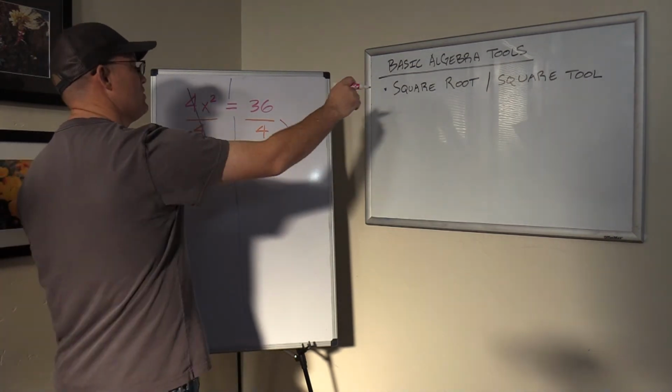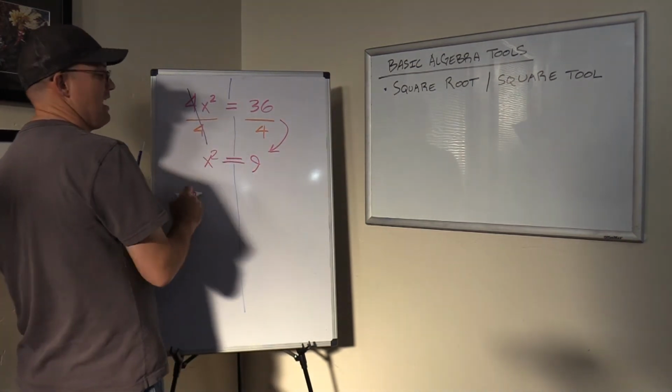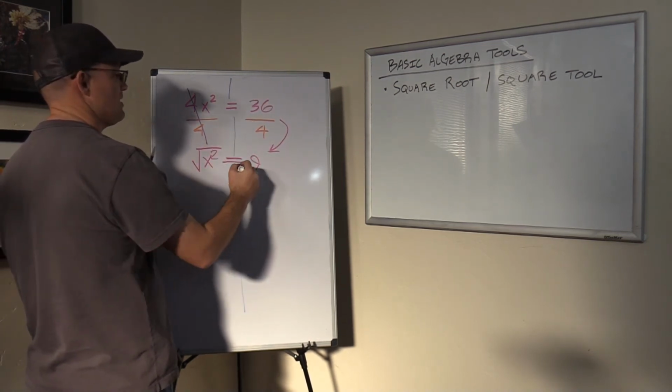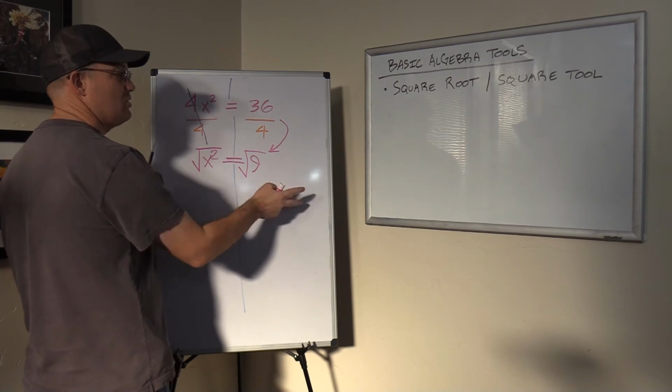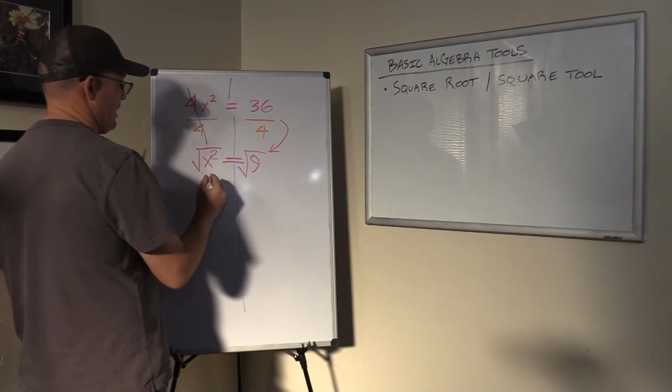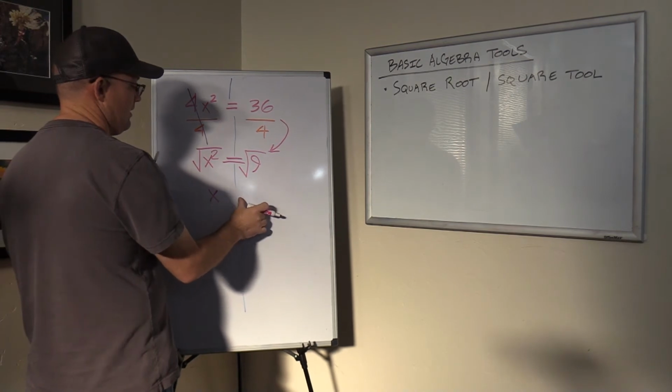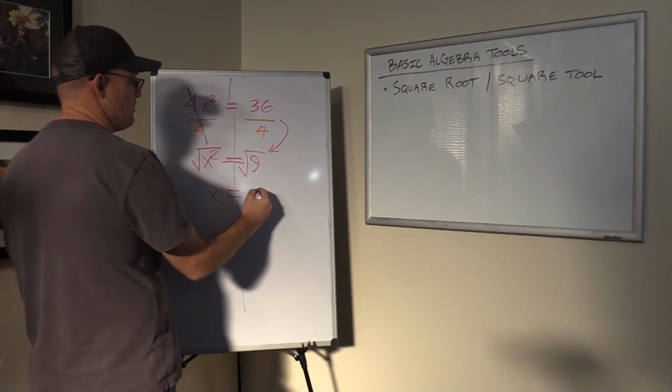Now we can use the square root tool. Remember, anytime we have x squared by itself, we can use the square root tool. So we take the square root of x squared, which means we have to take the square root of 9, on both sides of the equation. The square root of x squared leaves us x, which is equal to the square root of 9, which is 3.